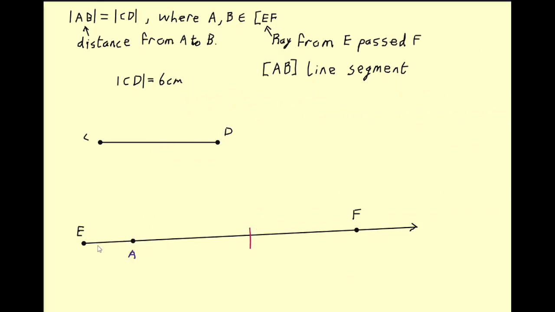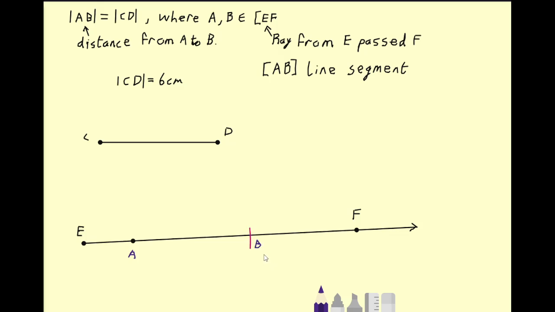There's no significance to the direction. If A had been far enough over, I could have gone in the opposite direction, but here I would have to go out this way. Where that crosses the ray has to be the point B. So I can just draw that in. That point there has to be the point B.